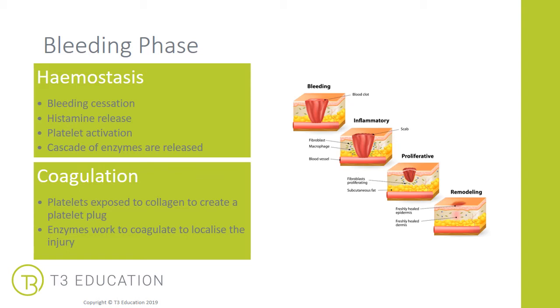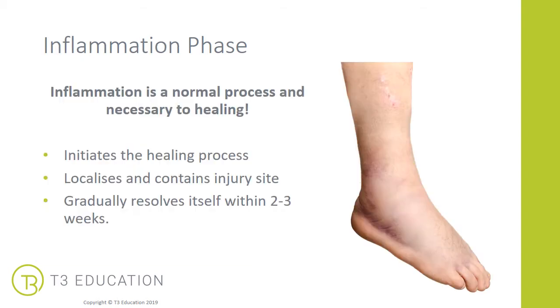The platelets are exposed to the collagen within the area, and they create that platelet plug, so the clotting around that area. And what that clotting does is it restricts and obstructs the lymphatic fluid drainage, which then helps keep the injury localized within that area. And those enzymes work together to really coagulate, to really localize the injury and create that clotting process.